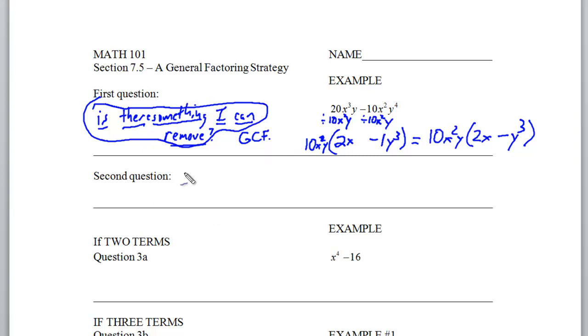The second question you should ask is, you should look inside the parentheses if you remove something, or if you didn't remove something, you should ask how many terms.